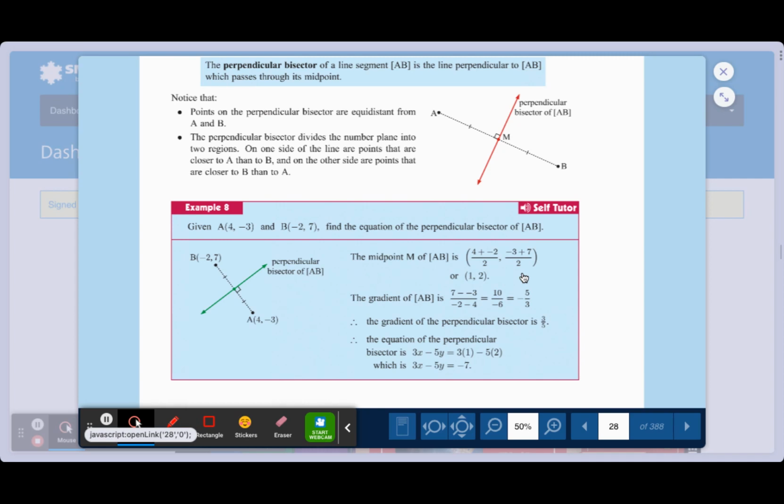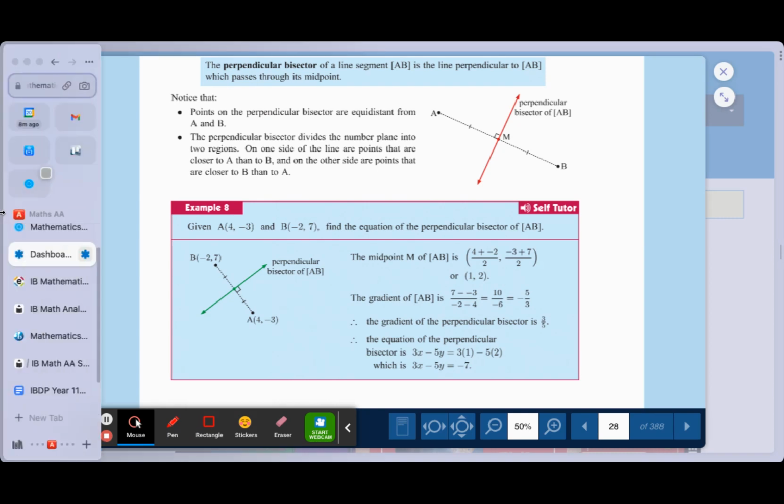So you can see from these two points, I'll just look at this drawing here, but then I'll go back. Find the equation of the perpendicular bisector. So you can see that A is (4, -3), and B has gone to -2. So B is going to be before A, that's fine. B is 7, whereas A is -3, which means it's going to be up 10 units from -3. So it's back 2 and up 10.